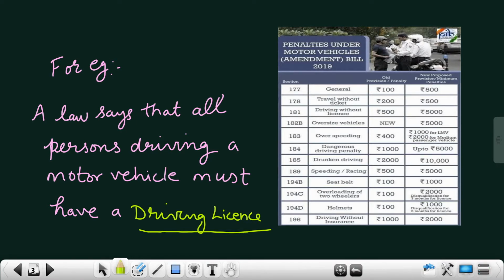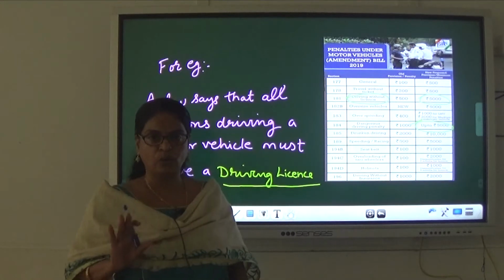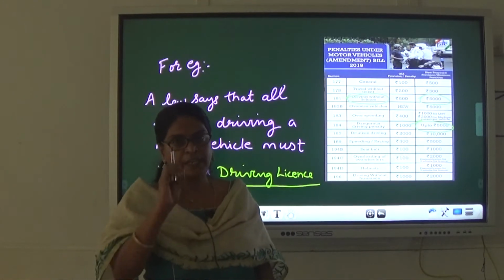You can see that for driving without a license the penalty is 5,000 rupees, and there are other traffic rules and laws, like over-speeding and drunken driving. If any person is caught drunken driving, he has to pay 5,000 rupees. So there are many such laws. People have to obey these laws for the smooth functioning of the government.